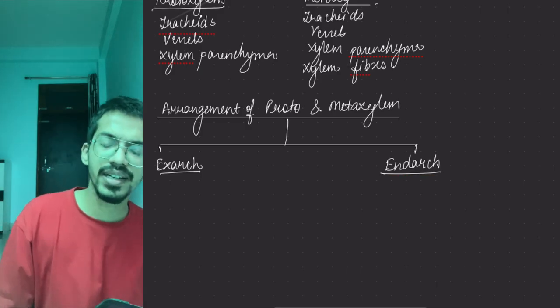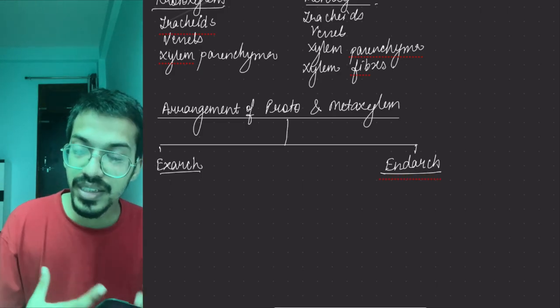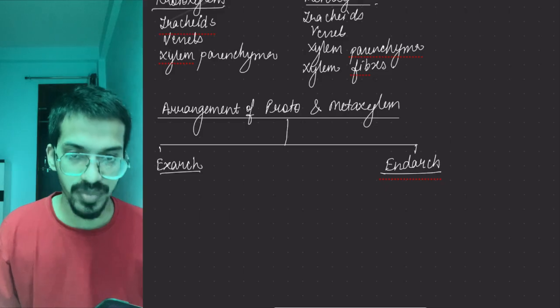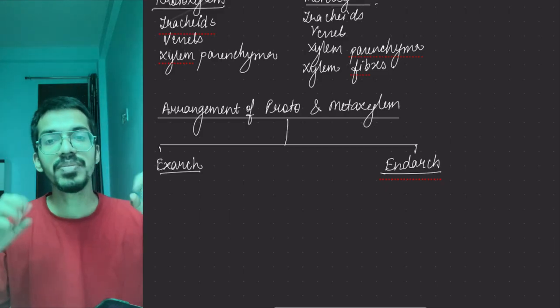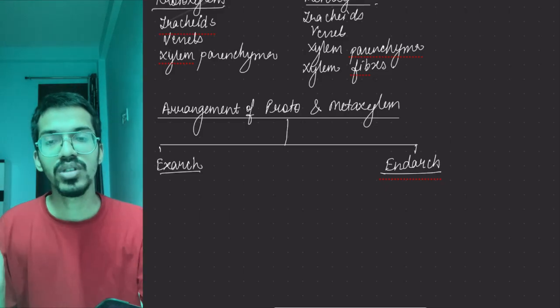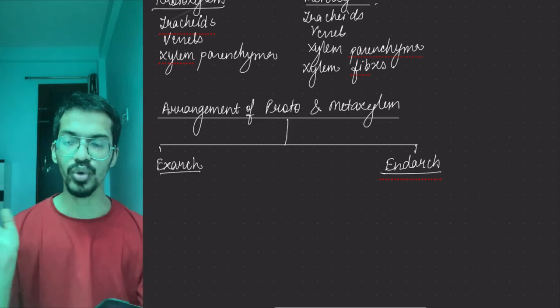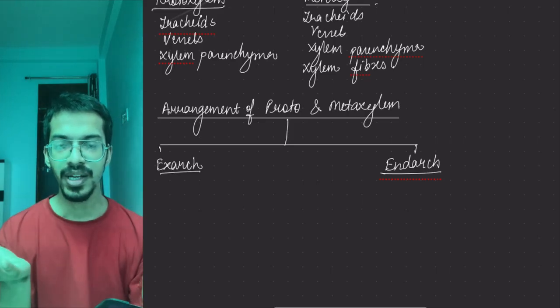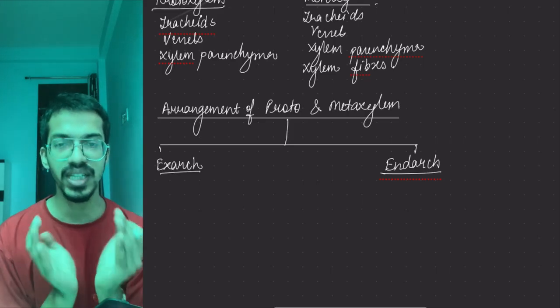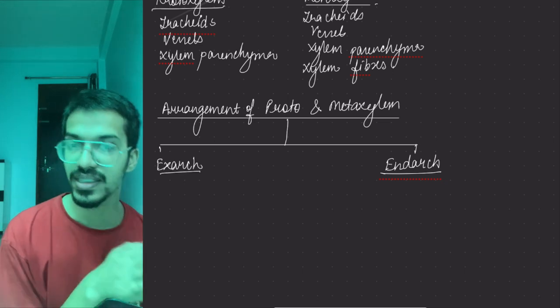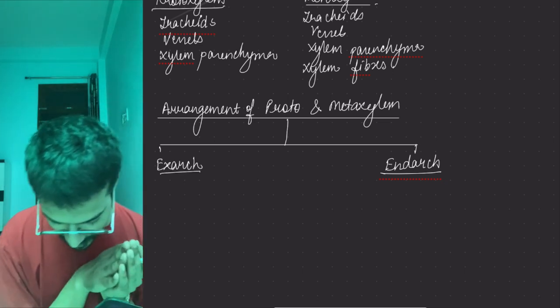What is exarch and endarch? This is with respect to where the protoxylem is present. If the protoxylem is present on the outer layer, meaning if you look into it and you see that protoxylem is seen on the outside and metaxylem is seen on the inside, then it is called as what? Exarch kind of condition.